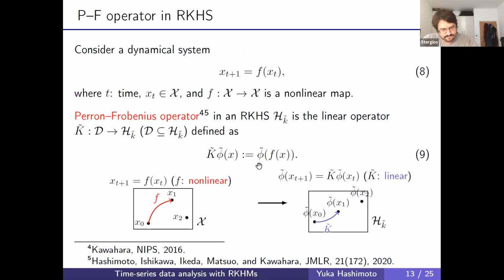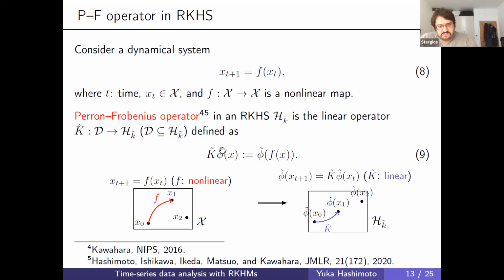But how do you know that if you hit one of those elements with your Perron-Frobenius operator, it is still going to be an element of the reproducing kernel Hilbert space? That's what I'm wondering about.